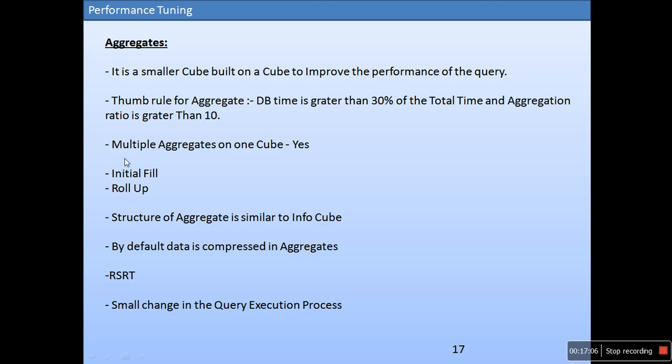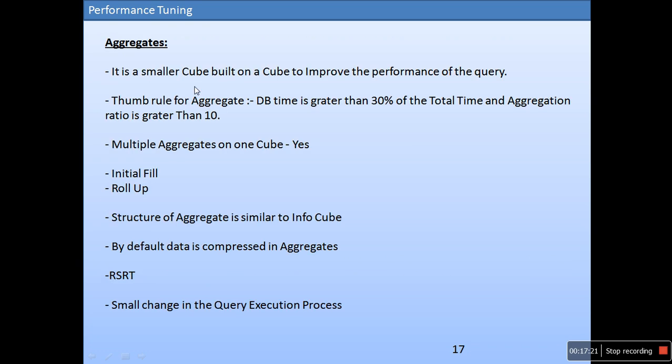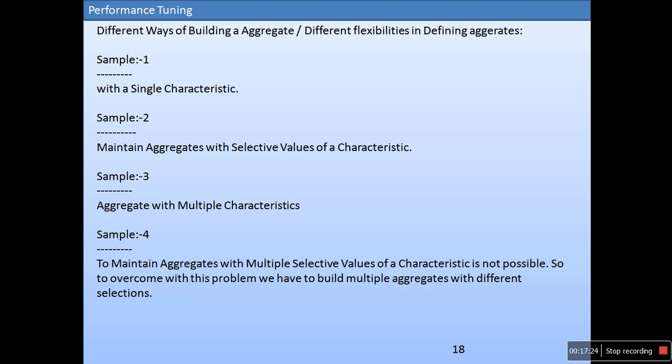Can we create multiple aggregates on one cube? Yes. Initial fill and roll up, you know what is initial fill and what is roll up? The structure of an aggregate is similar to a cube. By default, data is complete in aggregates. I can check that in RSRT whether it is fetching from the cube or not, in the query execution process. Instead of directly going to the cube, it checks for a suitable aggregate, and if not, it goes to the cube.